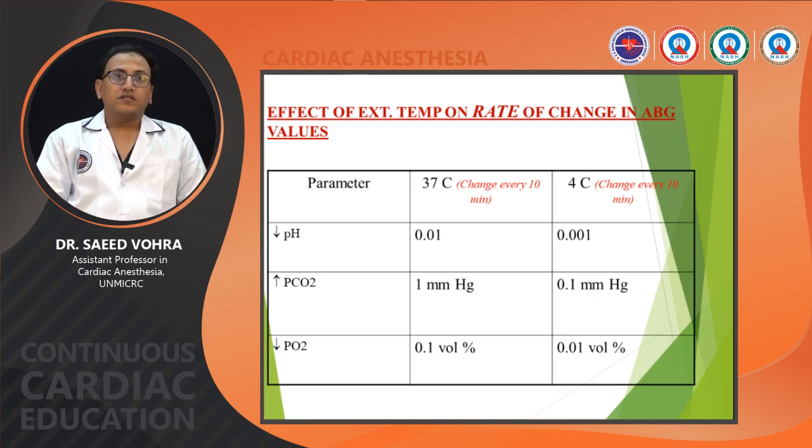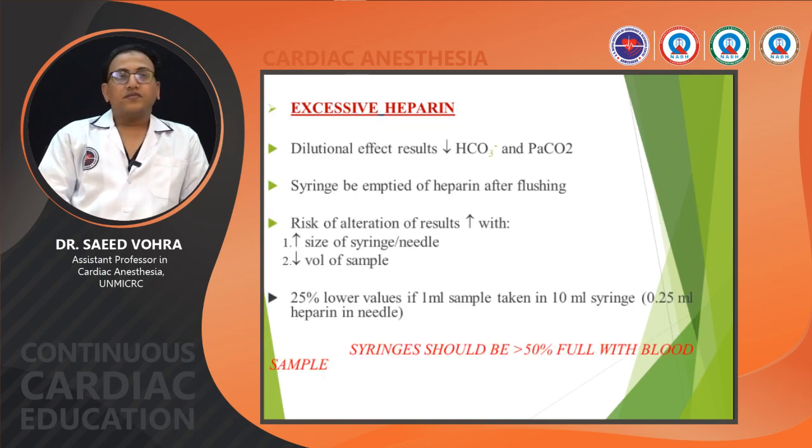If there is excessive heparin in the syringe, this may alter the results of bicarbonate and CO2. Bicarbonate decreases and CO2 also decreases. The syringe should be emptied completely after flushing. The risk of alteration of the results increases with the increase in size of the syringe or the needle and decreased volume of the sample. Hence, the syringe should be greater than 50% full with blood sample.